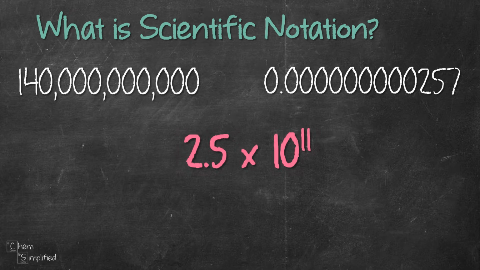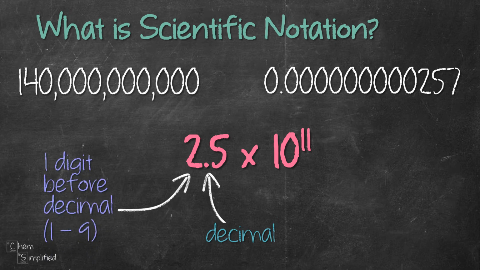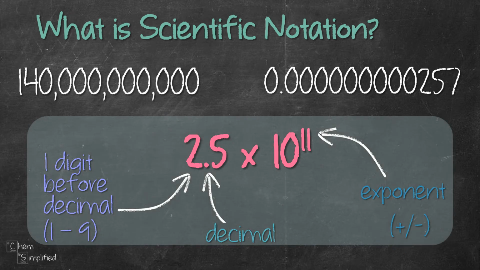Here I have 2.5 times 10 to the power of 11. There's a format to writing it this way. First off, there's this decimal point that we need to pay attention to. Now, in front of that decimal, there should be only one digit. That one digit should go from 1 to 9. 0 or 10 is not acceptable. And then after that, you figure out what's the exponent value. It should be either a positive or negative integer, which is numbers like -2 or +3 or so on.